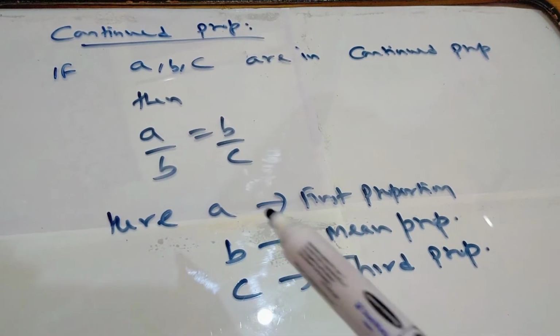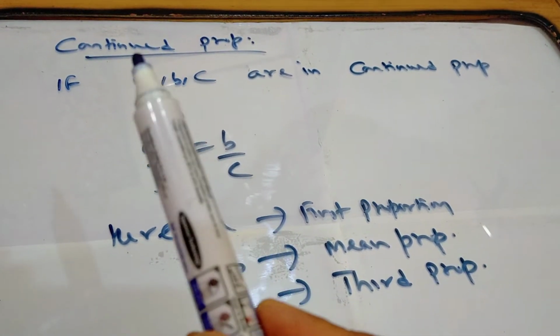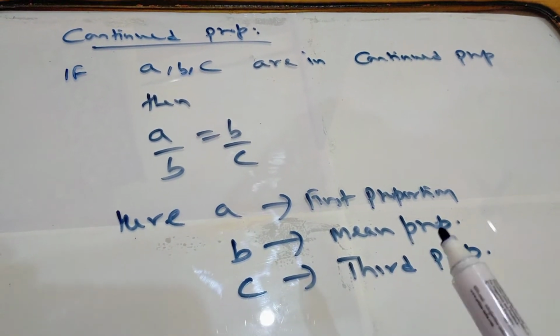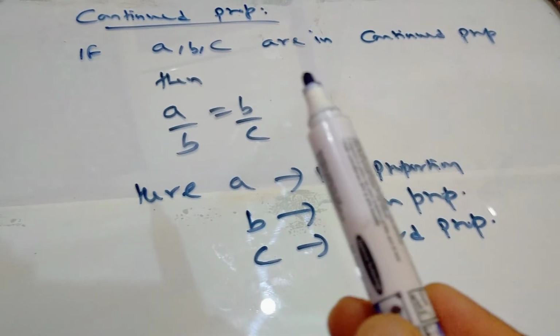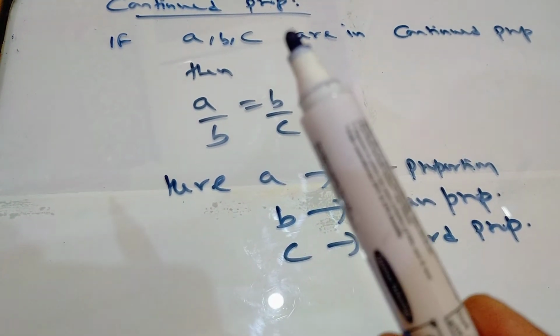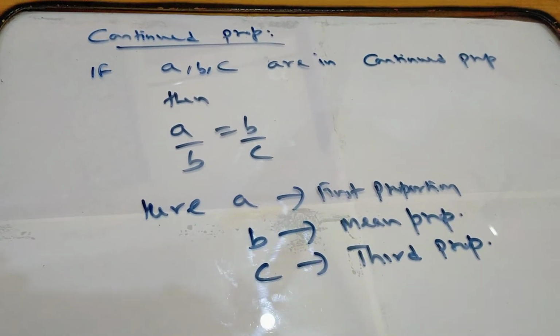So there is no concept of fourth proportion basically over here. In terms of continued proportion, A is called first proportion, B is called mean proportion, and C is called the third proportion. If they are asking about third proportion in continued proportion, they are asking about C. If they are asking about mean proportion, then B is called mean proportion over here.